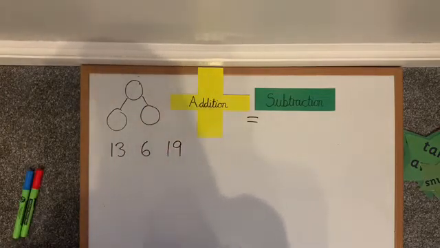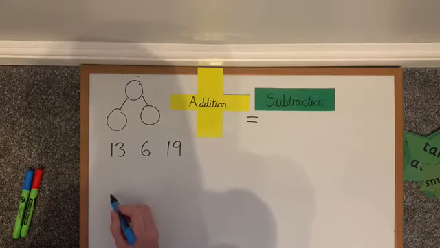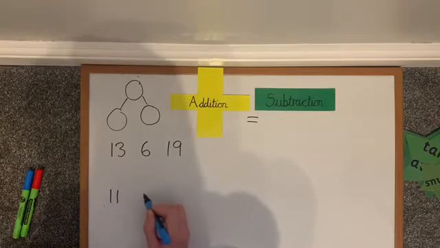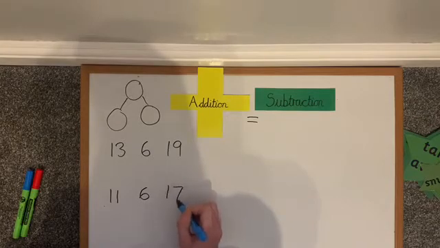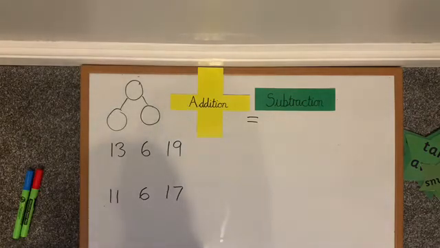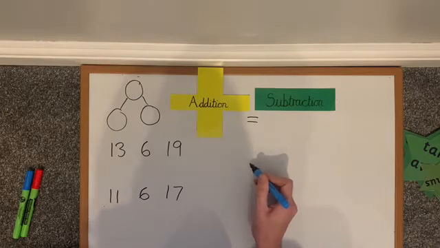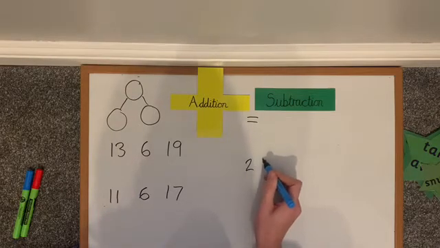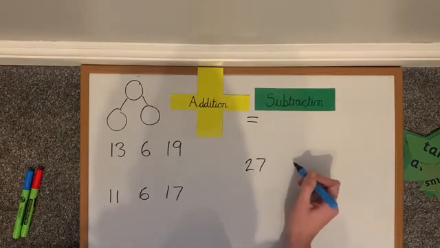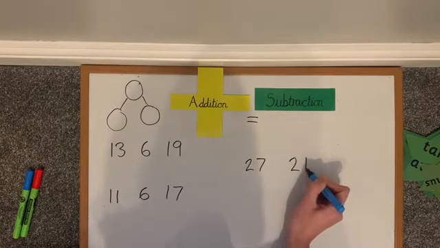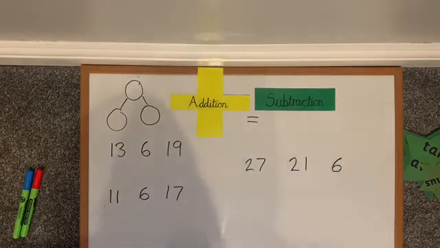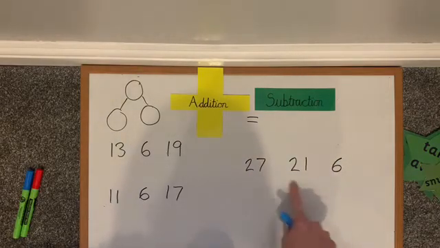So your next 3 numbers are, let's go with 11, 6 and 17. So what 4 number sentences can you make using those 3 numbers? And then your last set of numbers are, let's go with 27, 21 and 6. What 4 number sentences can you make using those 3 numbers?